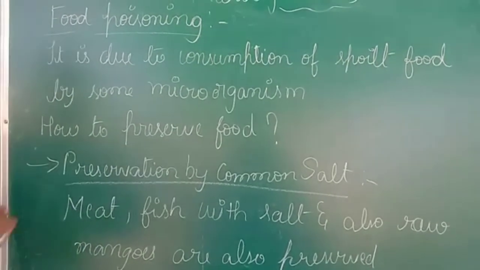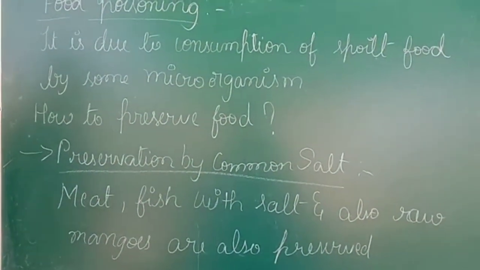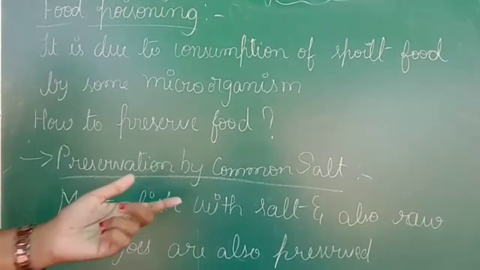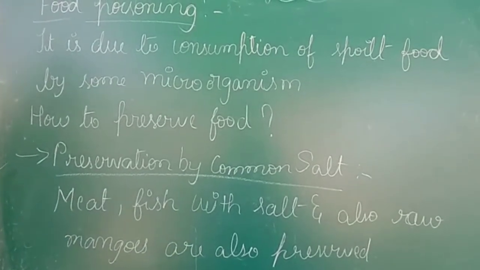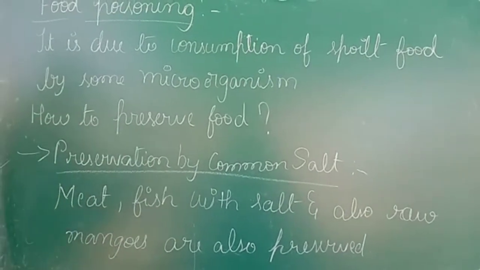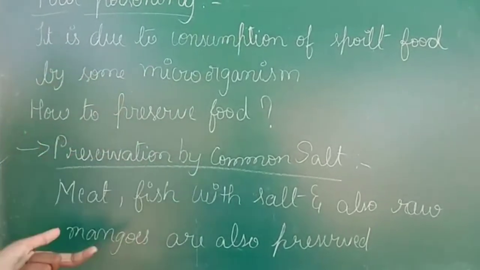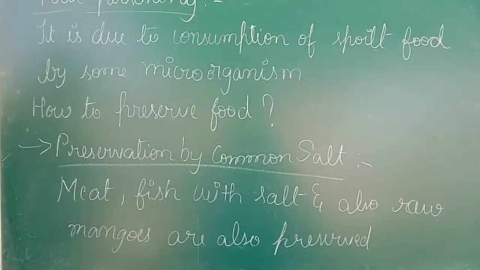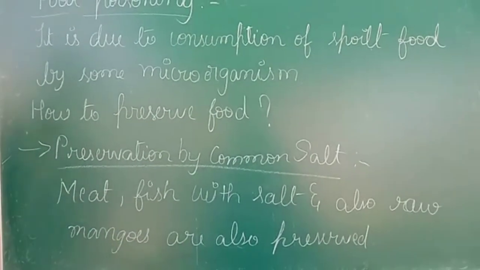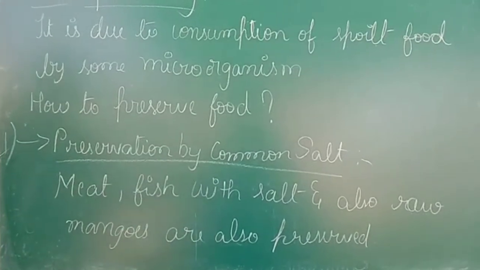So we need to preserve our food, we need to protect our food from microorganisms. For that, the first step is preservation by common salt. Okay, preservation by common salt. So specially we used to preserve meat and fish with salt usually. If meat and fish is retained for a longer time, then we need to preserve it by common salt. And also raw mangoes are preserved using common salt for longer days. So this is the first prevention step, that is preservation by common salt.